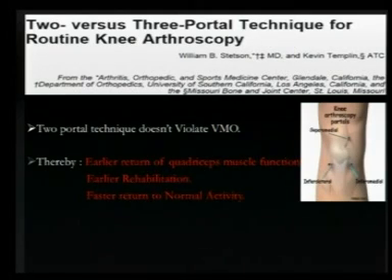But however, to the beginners, I would say you continue to make a superomedial portal, so that is good for irrigation, good extension, good viewing. But later on you can switch to the double portal technique.